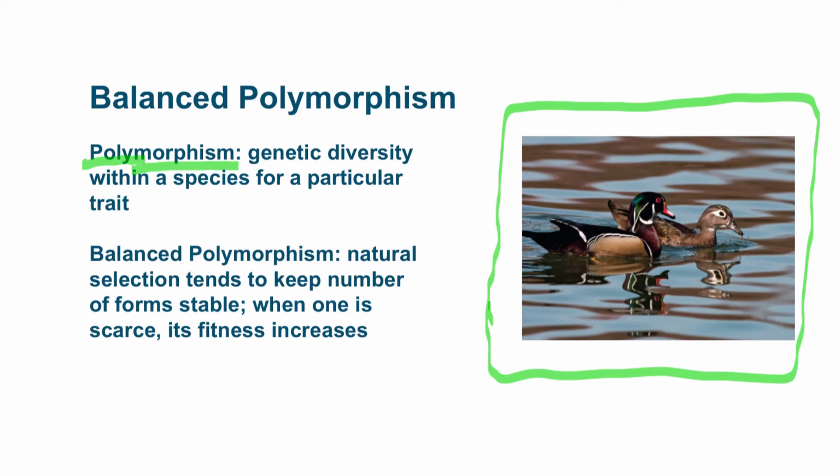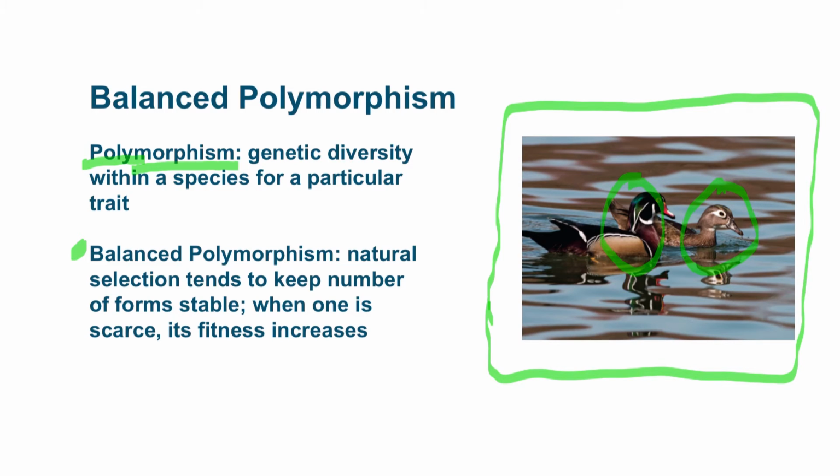This is a species of duck called a wood duck. So the polymorphism in the wood duck population is showing that there are some genes for very bright coloration, like in this one, and other genes for darker, more camouflaged coloration, like in this other one.